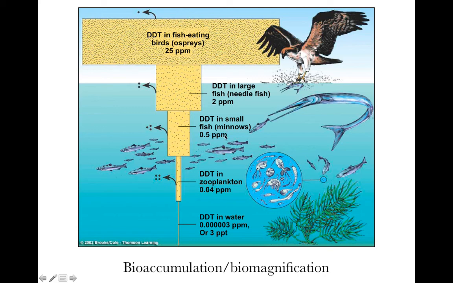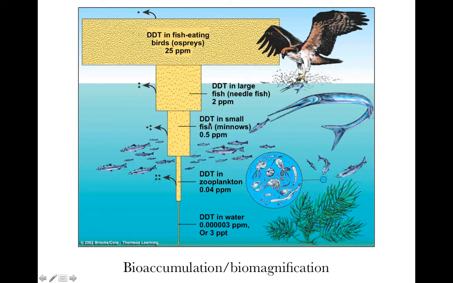Well, then you got small fish that feed on the zooplankton, such as minnows. So the DDT was concentrated in the plankton to 0.04 parts per million. Then as the minnows eat the plankton, all of the DDT that's in all of the plankton that minnow eats in its lifetime remains in the minnow. It gets stored in the fatty tissue of the fish. So the minnow now has a 0.5 part per million concentration of DDT.